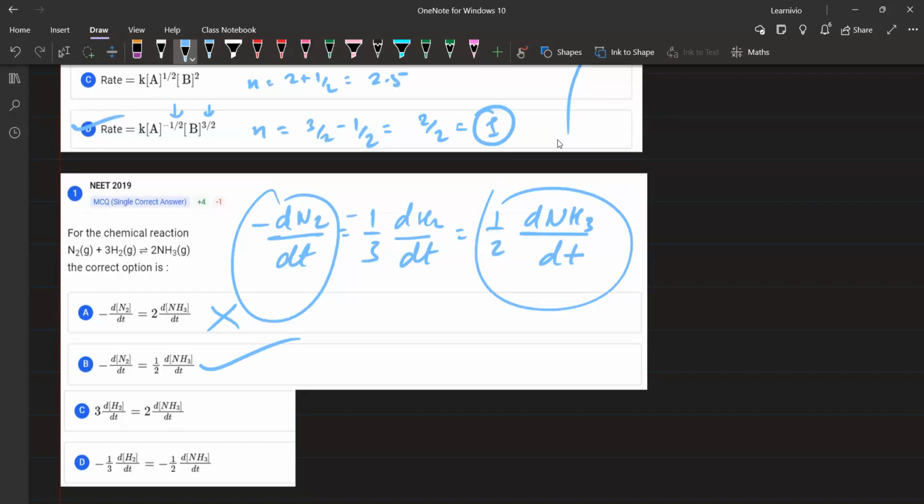Yeah, that is correct. 3dH2 हो ही नहीं सकता है. It's not right. 1 by 3 dH2, yeah, this is fine. This is correct. But half, ये negative sign यहाँ पे नहीं होगा. So this is also wrong. So B option is correct. Both of you answered very correctly.